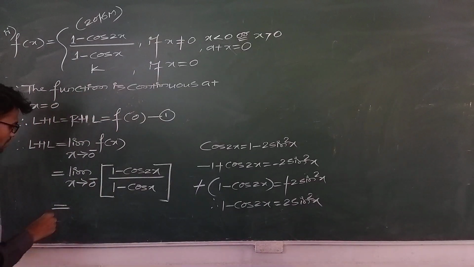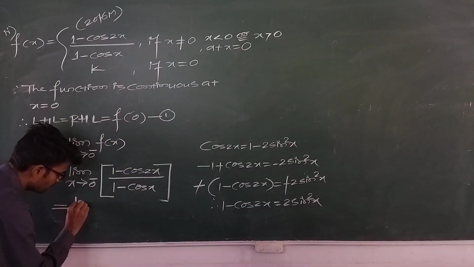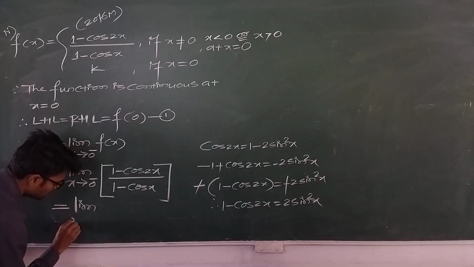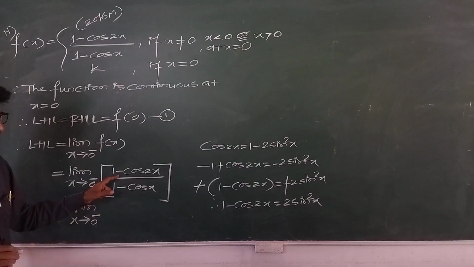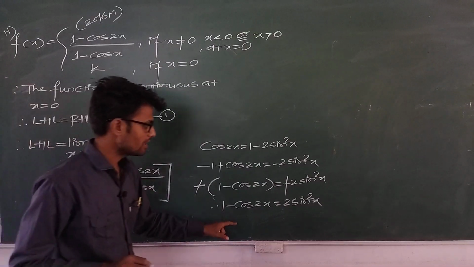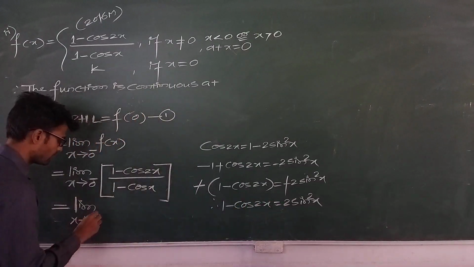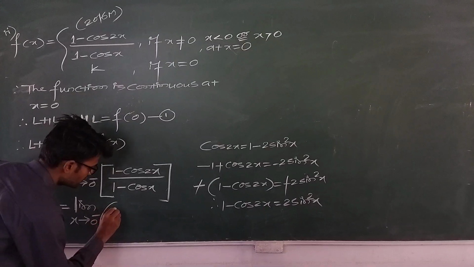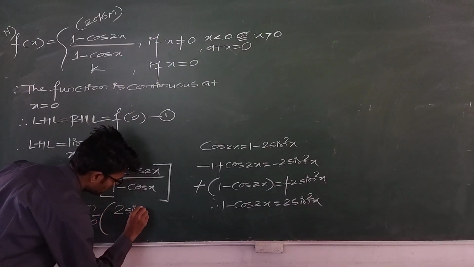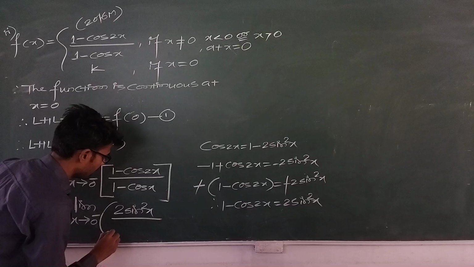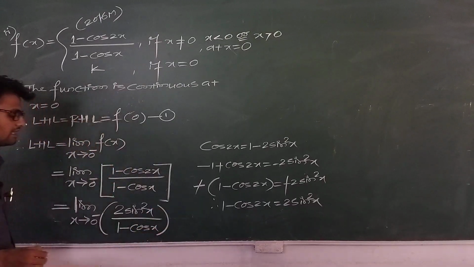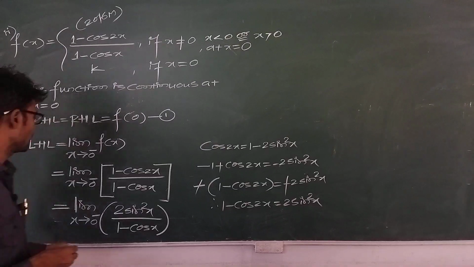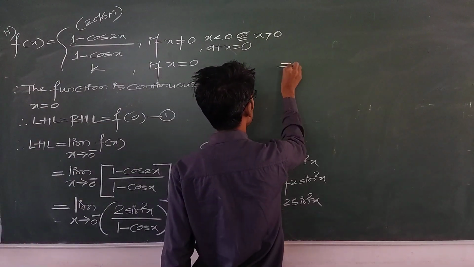So therefore, I will write here limit of x tends to 0 bar as it is, and after that we are having the value of 1 minus cos 2x. So 1 minus cos 2x is 2 sin square x, divided by 1 minus cos x. So now this is equal to 2.